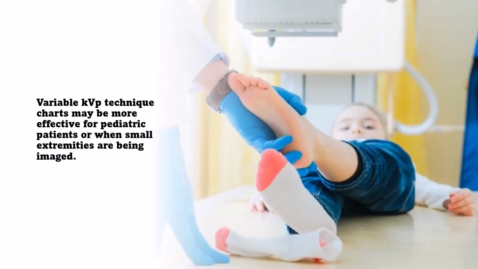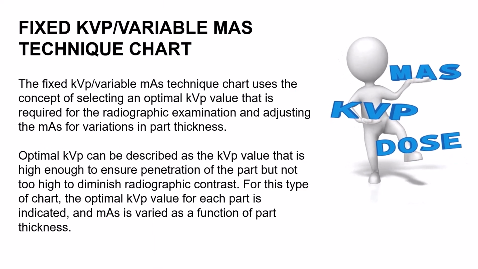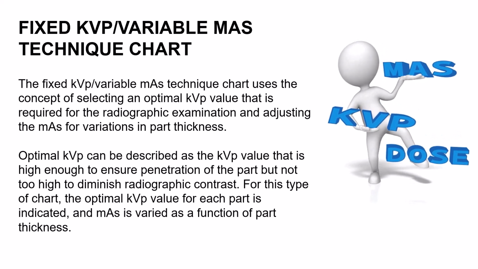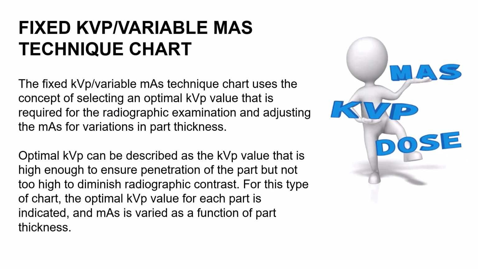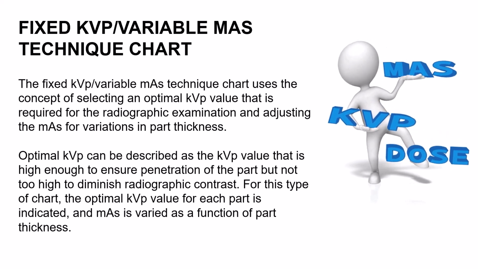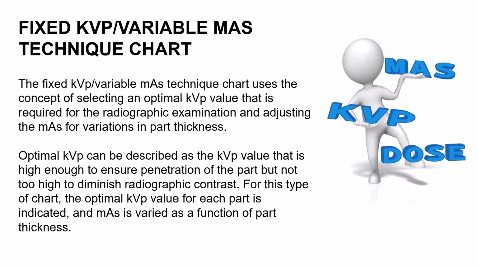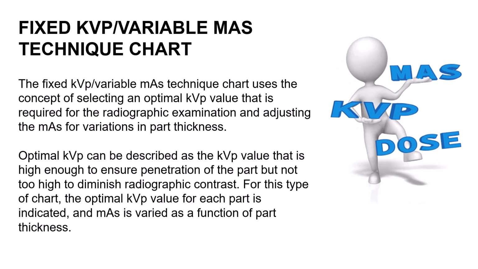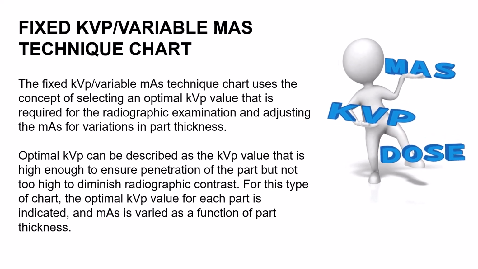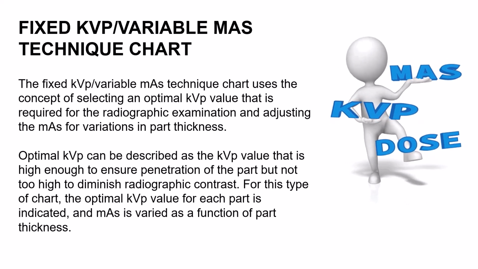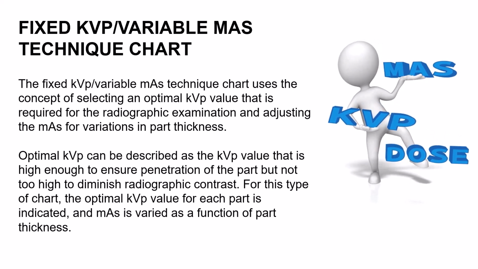The variable KVP technique charts may be more effective for pediatric patients or when small extremities are being examined. The next chart we'd like to take a look at is the fixed KVP with variable mass technique. What happens here is we find an optimal KVP for the type of tissue that we're examining, and we change the mass based upon the thickness of the tissue as it increases. This is routinely used in chest radiography where we want 100 plus KVP.